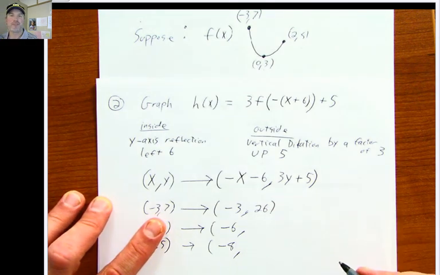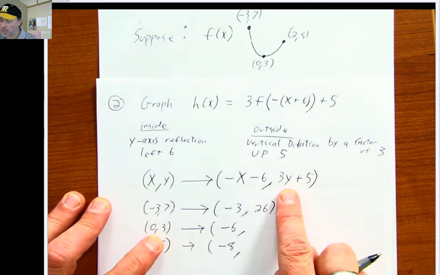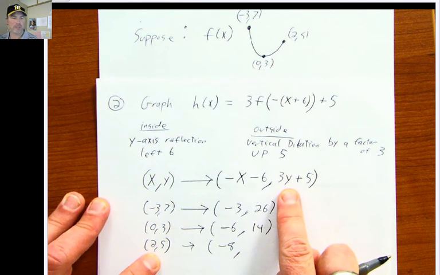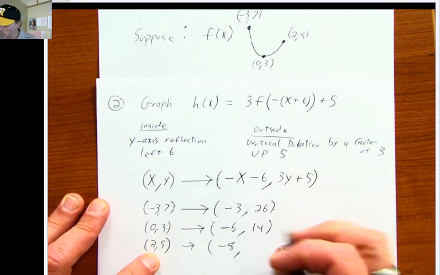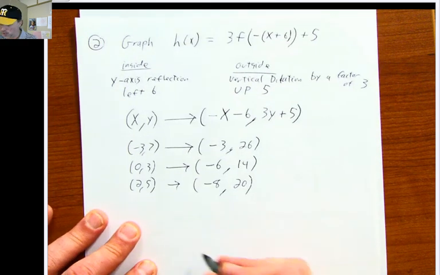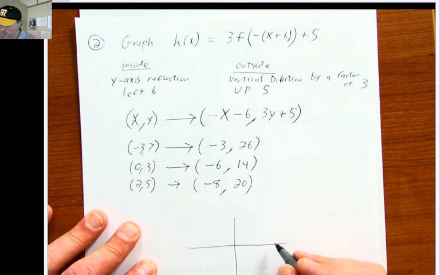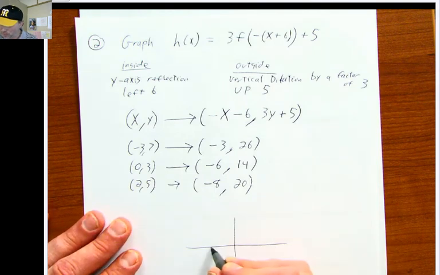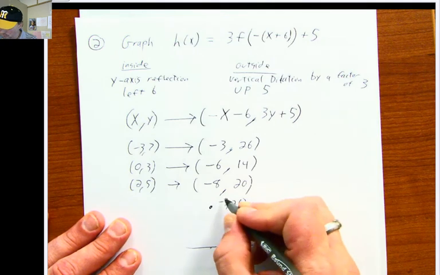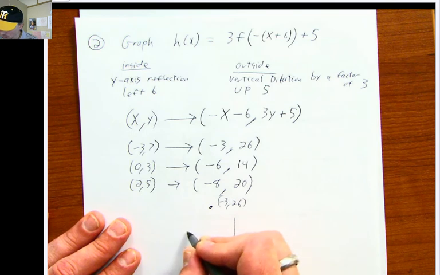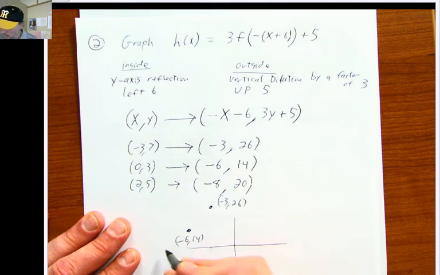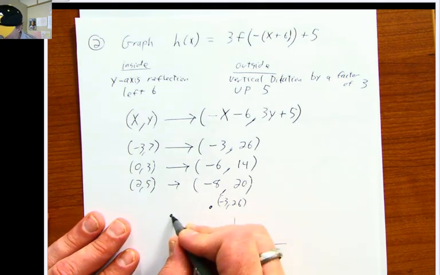Enjoy that one, team graph paper. 3 times 3 is 9, and 9 plus 5 is 14, and 5 times 3 is 15, 15 plus 5 is 20. So I have those 3 coordinates, and then make your graph estimate. So let's see, it started with negative 3, 26, that would be way up here. Then negative 6, 14. Maybe approximately there. And then finally negative 8, 20, so y would be slightly in between.